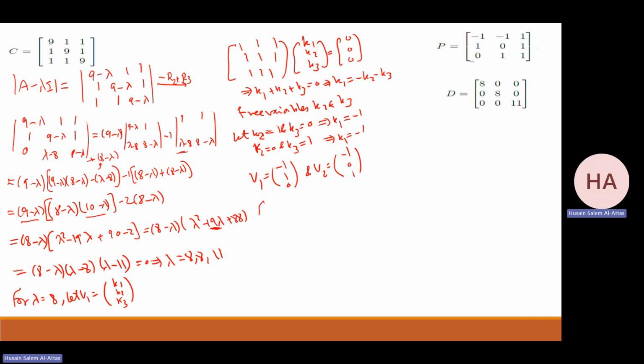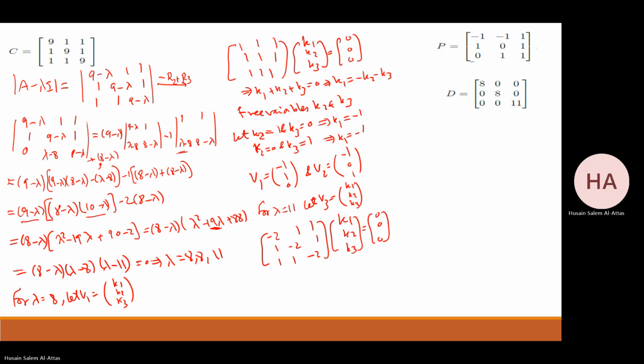Now for λ equal 11, let us see what will happen. I let v3 be K1, K2, K3. So you have the matrix with rows -2, 1, 1; 1, -2, 1; 1, 1, -2. Maybe I can use Gauss elimination to do it. So let me try to do Gauss elimination. I rearrange it: I take the second row and make it the first, and the first will be the second.